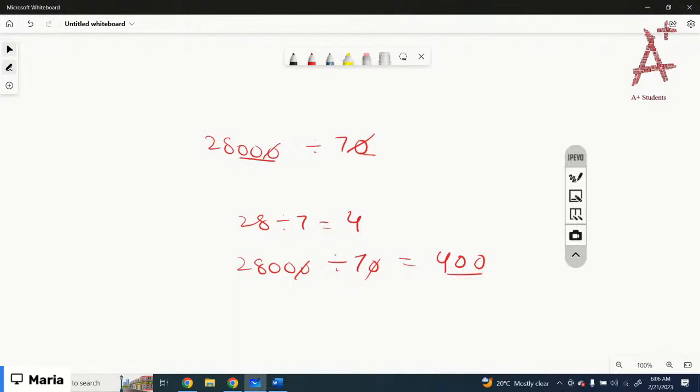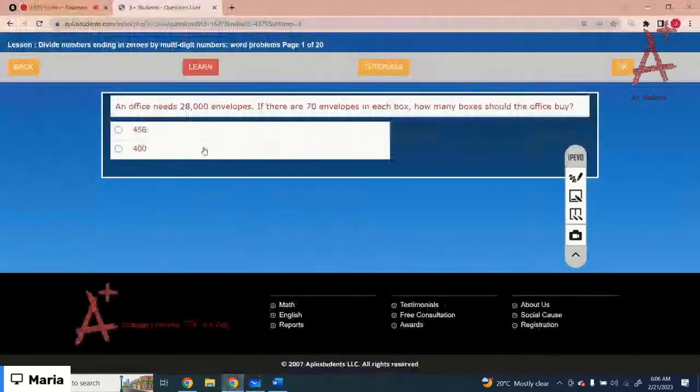So the correct option is 400. No, not 4,000, it is 400 because 28,000 has three zeros and 70 has one zero. So when they have the same number of zeros, they can cancel out. Like 70 is the smaller number, so it has one zero. So you can cancel out one zero, so you're left with two. So the correct option is 400.